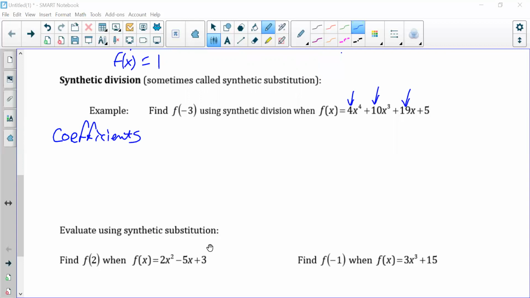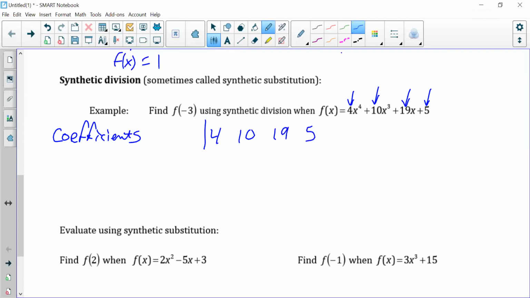Okay? And not only are we pulling out the coefficients, we're also going to pull out that last constant. So we want all of just the plain numbers here, right? And so then we're going to write them out. So we're going to say 4, 10, 19, 5.